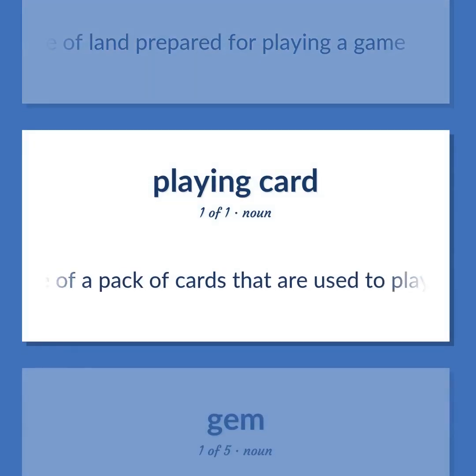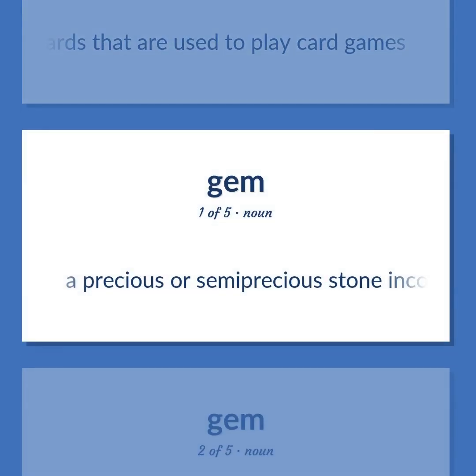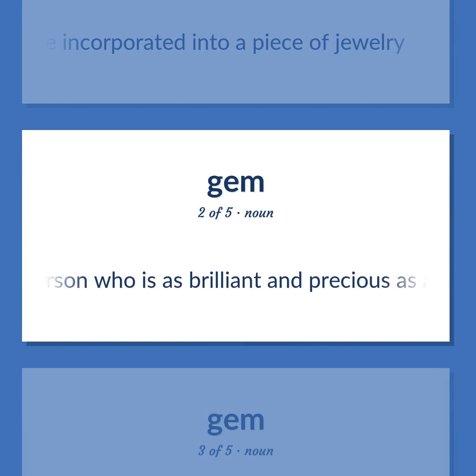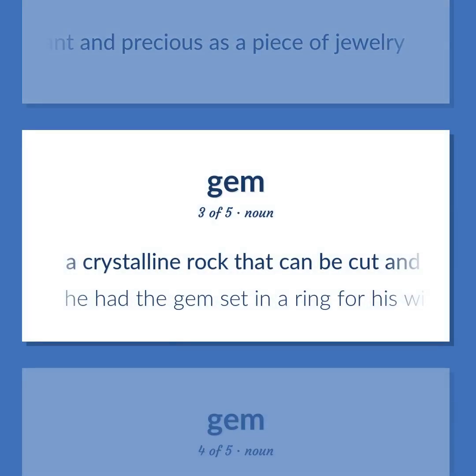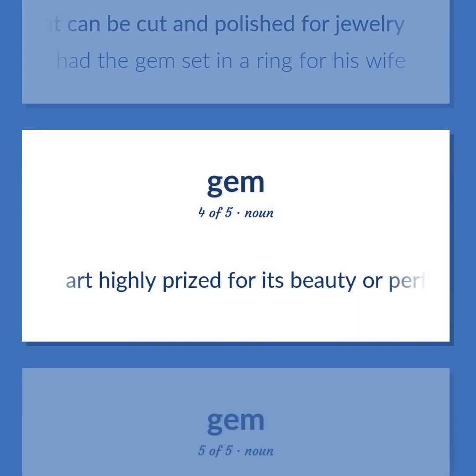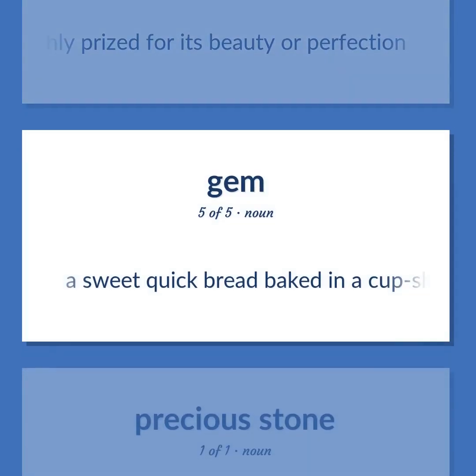One of a pack of cards that are used to play card games. A precious or semi-precious stone incorporated into a piece of jewelry. A person who is as brilliant and precious as a piece of jewelry. A crystalline rock that can be cut and polished for jewelry. He had the gem set in a ring for his wife. Art highly prized for its beauty or perfection. A sweet quick bread baked in a cup-shaped pan.